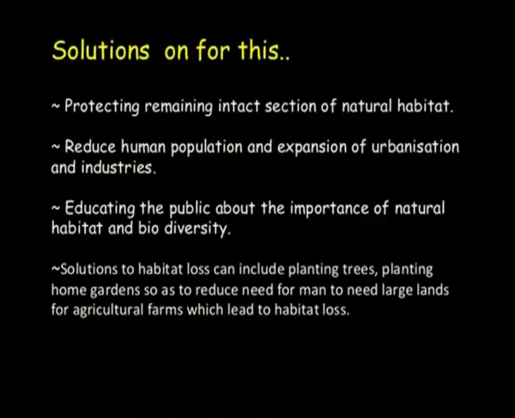Reduce human population and the expansion of urbanization and industries. Educate the public about the importance of natural habitat and biodiversity. Solutions to habitat loss can include planting trees and planting home gardens, so as to reduce the need of man for large lands for agricultural farms, which then lead to habitat loss.